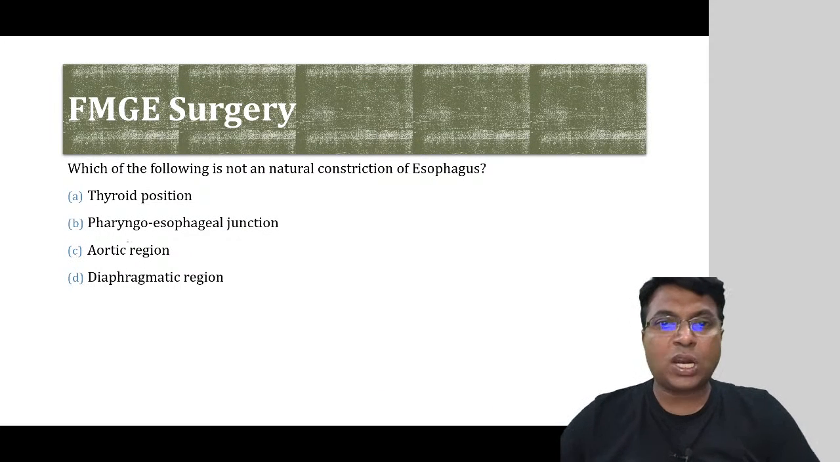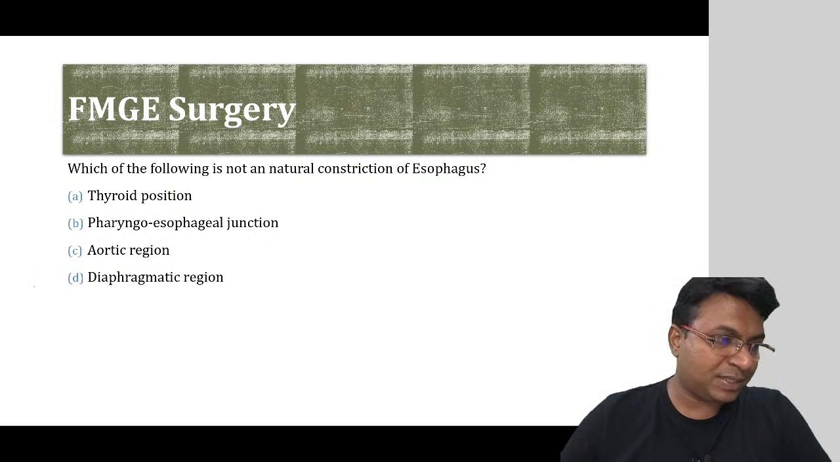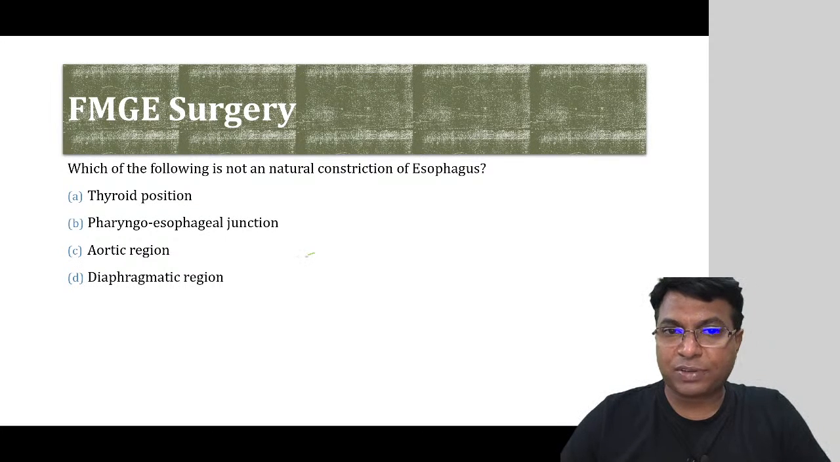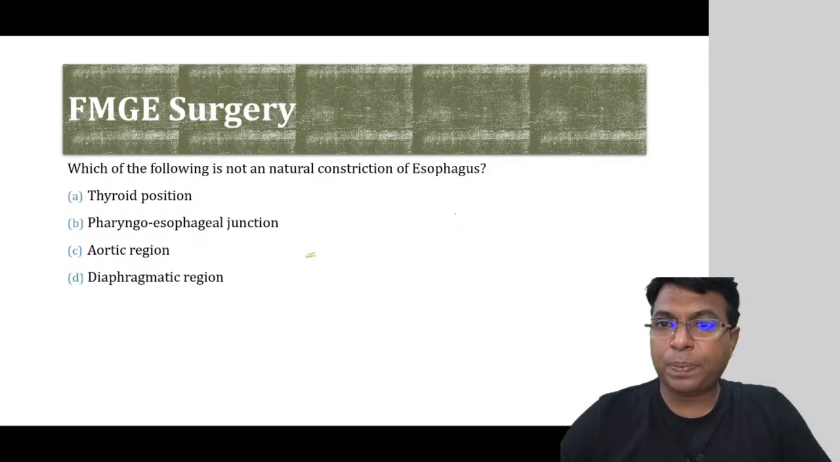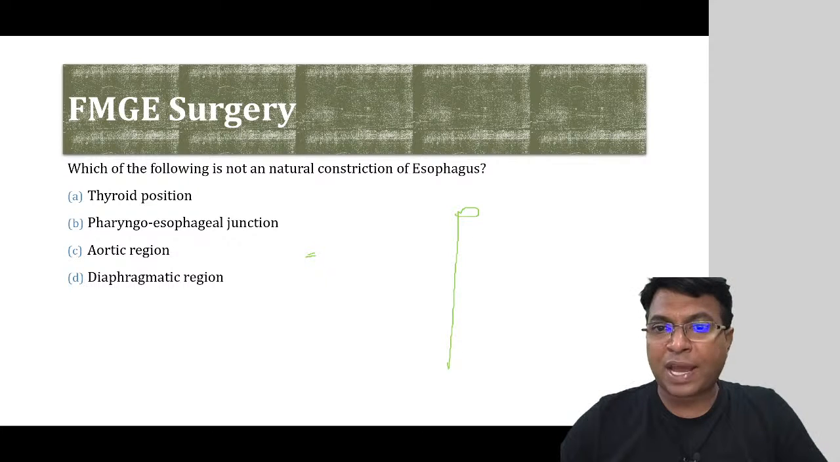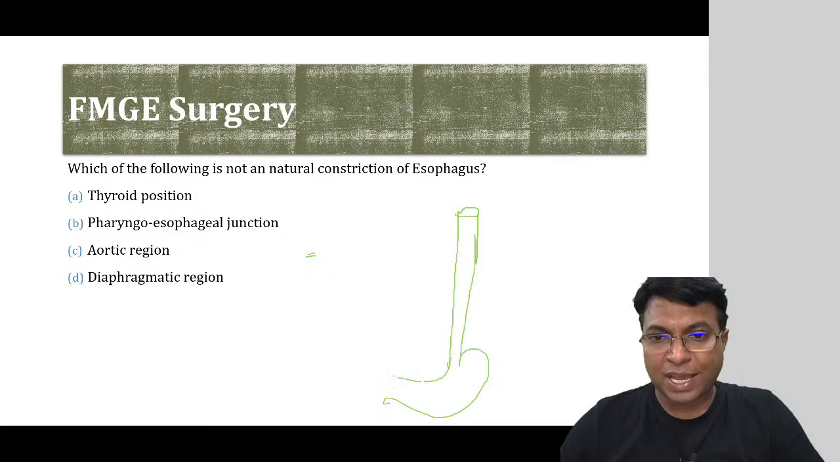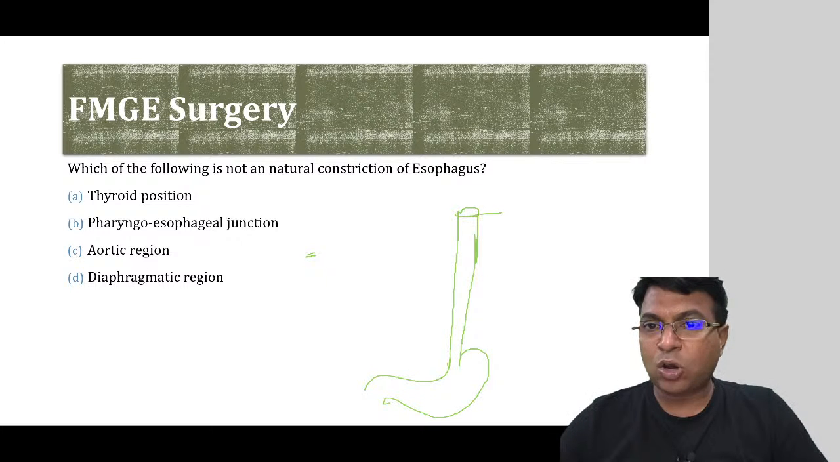Which of the following is not a natural constriction of the esophagus? I hope you all know the esophagus. There are 4 natural constrictions when you do a barium swallow or an endoscopy. What are the 4 natural constrictions? We call 15 centimeter a natural constriction, 20 centimeter, and then 15, 25 and 40 centimeter. So 25 and 27 are the 2 points.